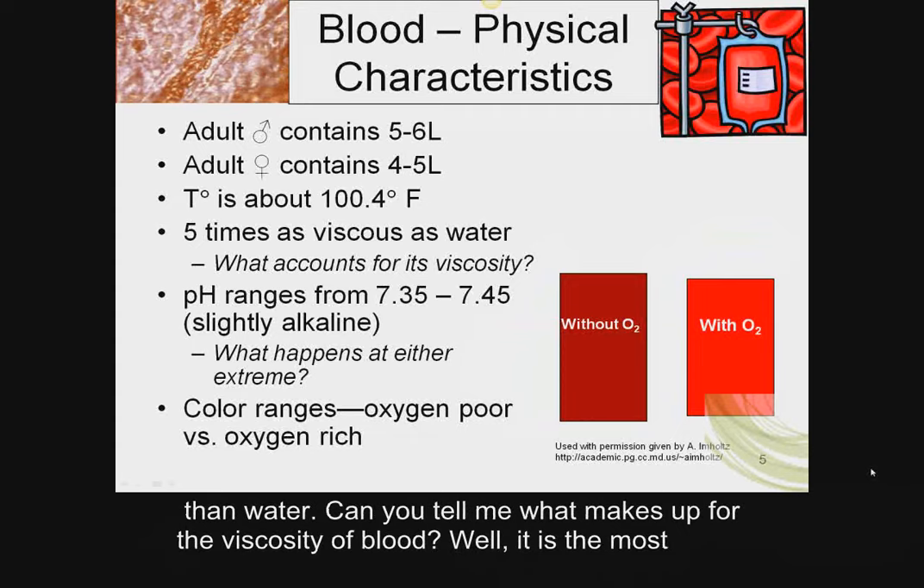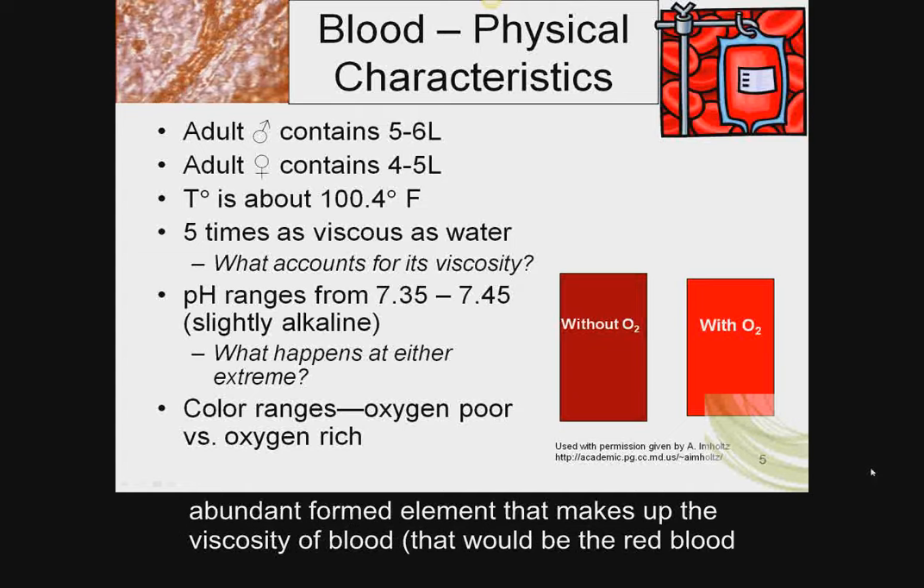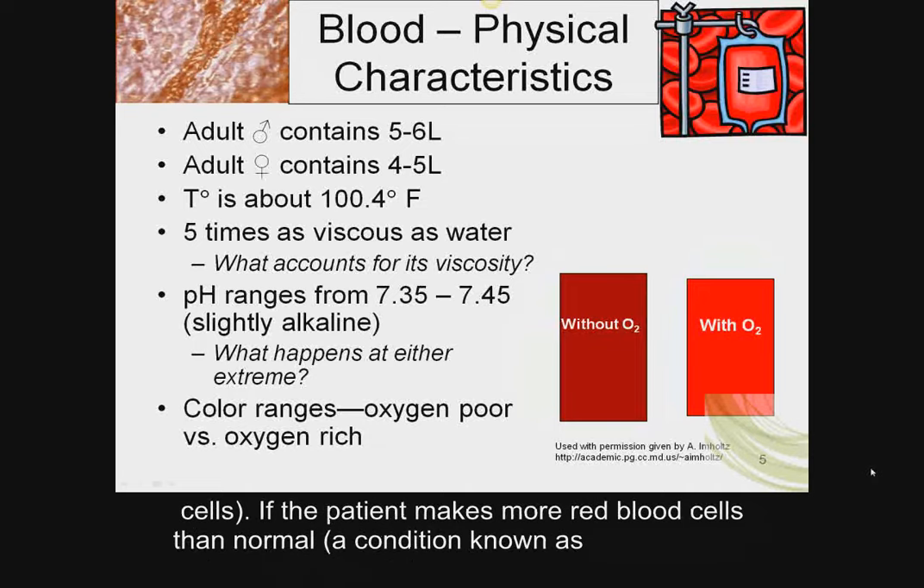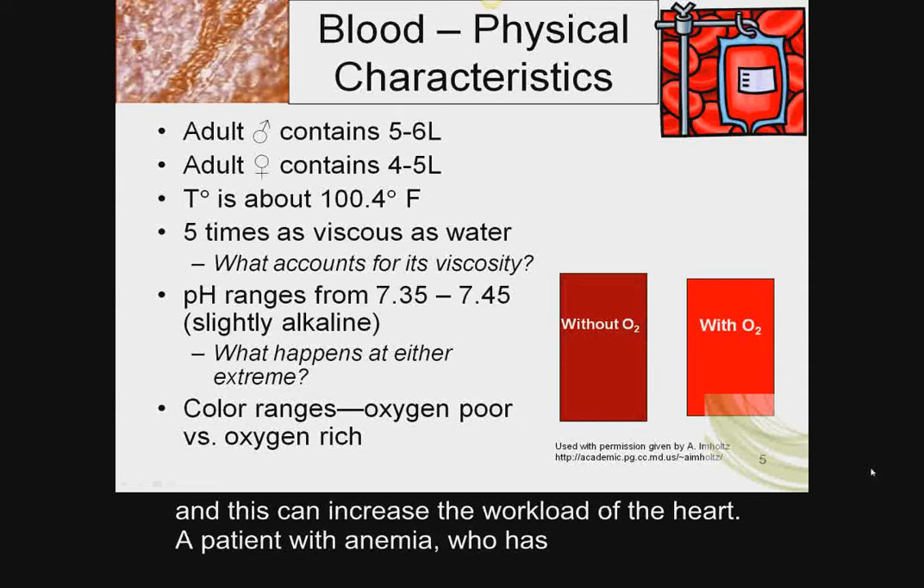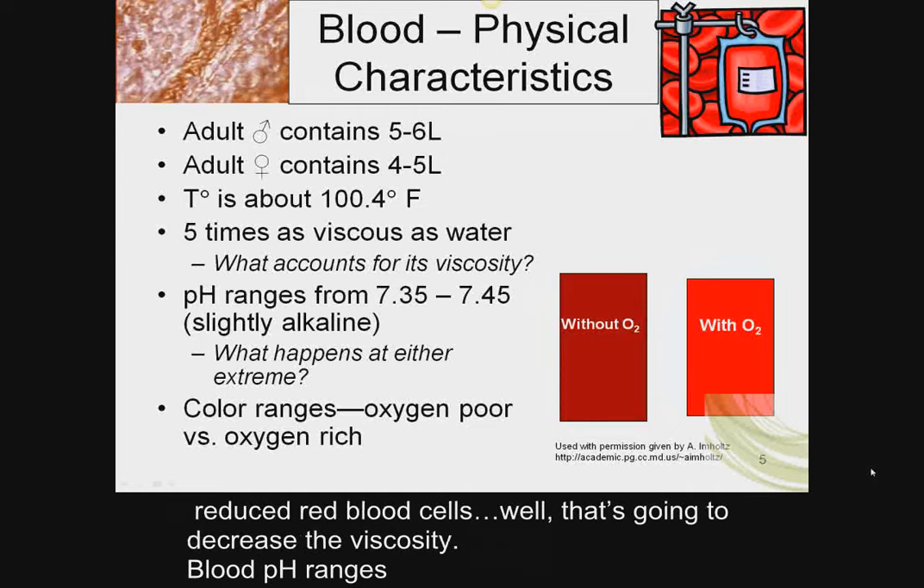And can you tell me what makes up the viscosity of blood? Well, it is the most abundant formed element that contributes to the viscosity of blood. That would be the red blood cells. If a patient makes more red blood cells than normal, a condition known as Polycythemia Vera or secondary polycythemia, their blood viscosity is going to increase, and this can increase the workload of the heart. A patient with anemia who has reduced red blood cells, well, that can decrease the blood viscosity.